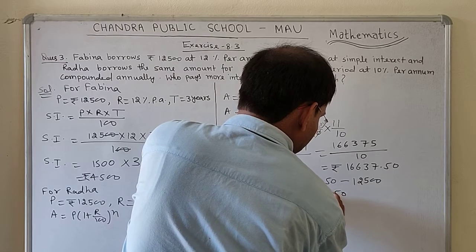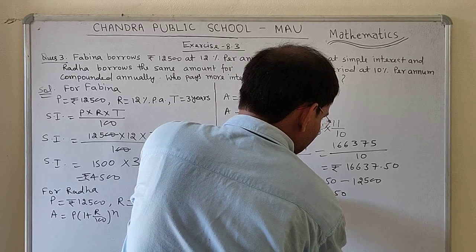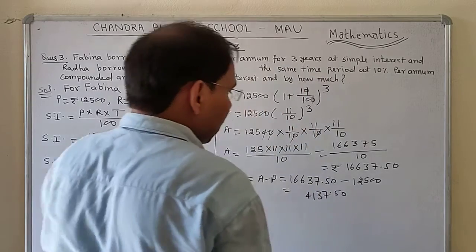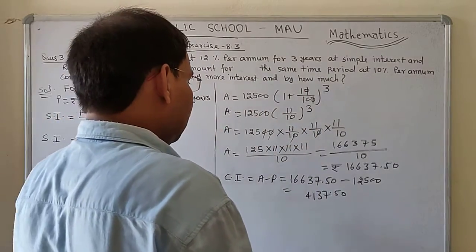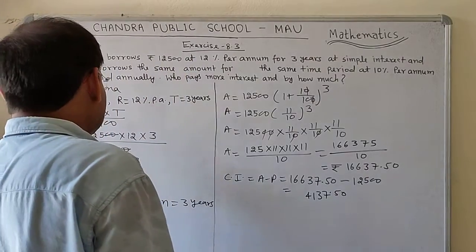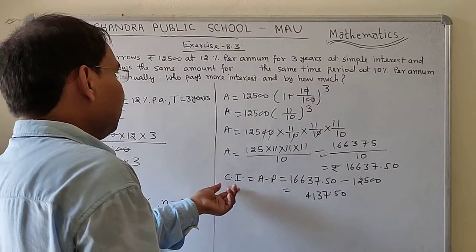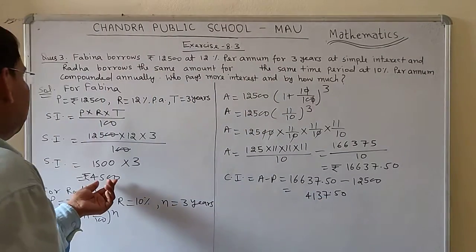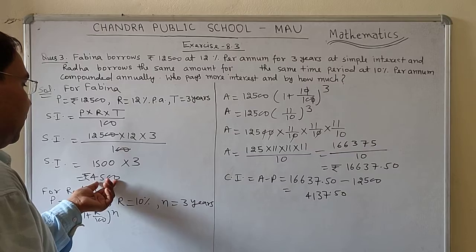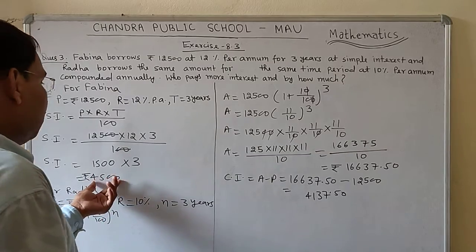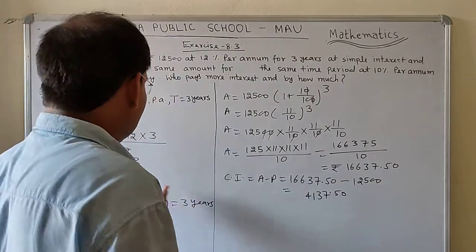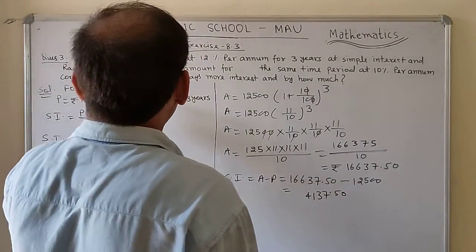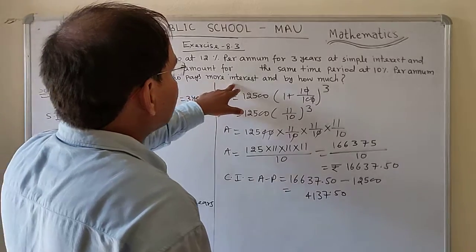Then 7 minus 5 is 2, 6 minus 2 is 4, and so on. So 4,137.50 is the compound interest. It means the interest paid by Radha equals 4,137.50 and the interest paid by Fabina equals 4,500. If you compare both interests, you can see who is going to pay more interest. The question asks who pays more interest and by how much.